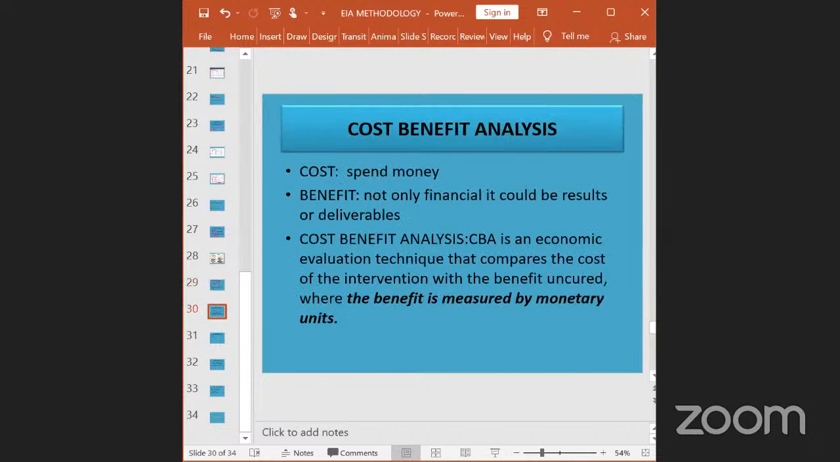And the next one is cost benefit analysis. Cost means spending money. Benefit means not only financial, it could be a result or deliverables. Cost benefit analysis is a systematic process for identifying, valuing, and comparing costs and benefits of a project. It is a systematic approach to estimate the strengths and weaknesses of alternatives.